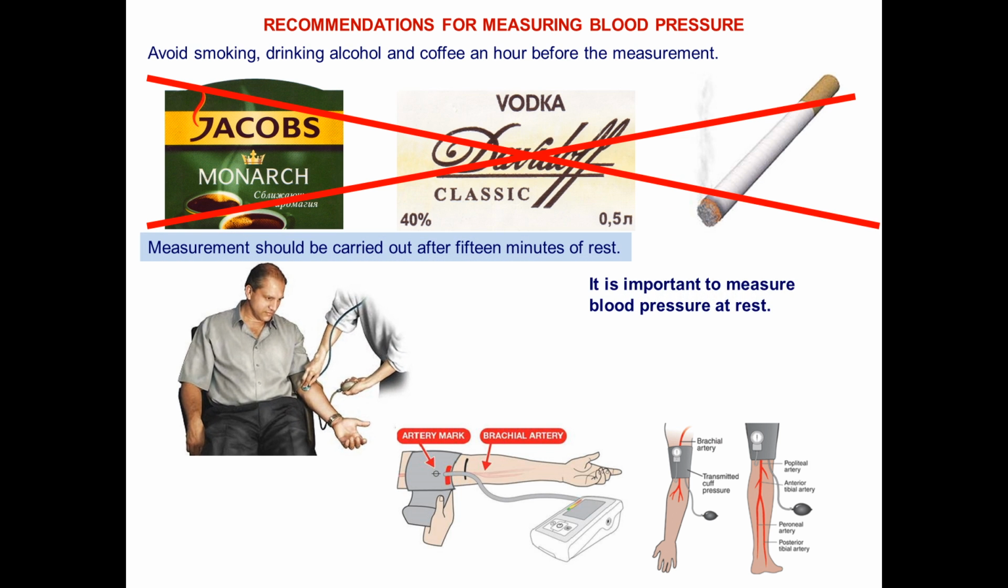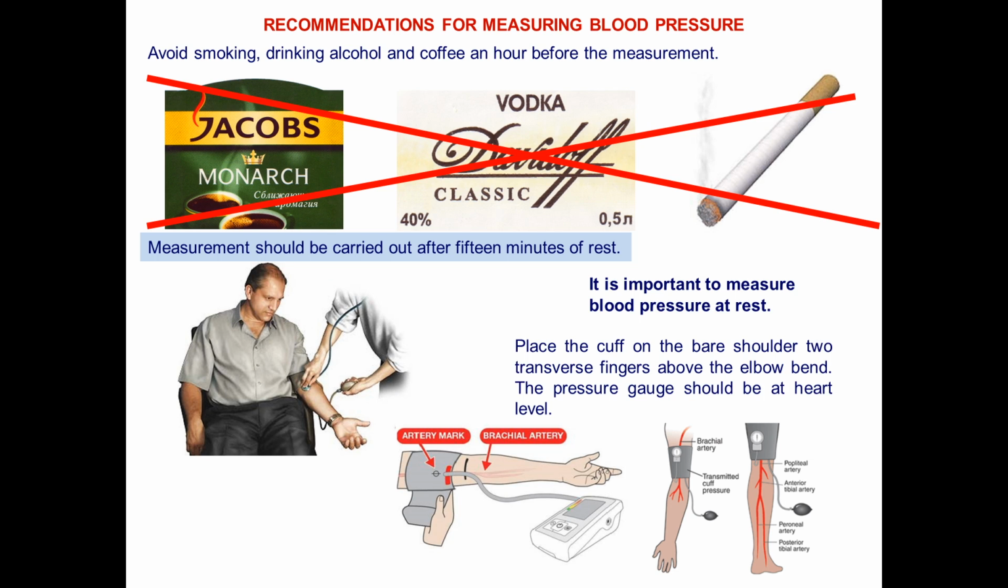The main diagnostic method for arterial hypertension, of course, is measuring blood pressure. For measuring, you should ask the patient to avoid smoking, drinking alcohol and coffee for an hour before the measurement. Also, measurement should be carried out after 15 minutes of rest. It's important to measure blood pressure at rest.